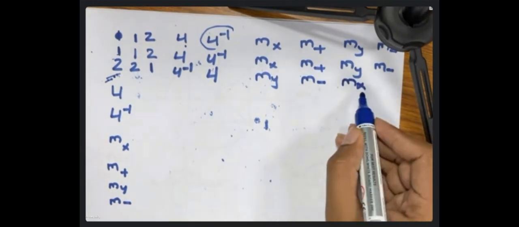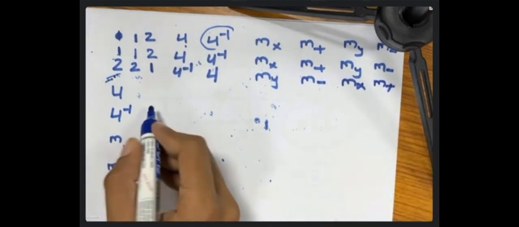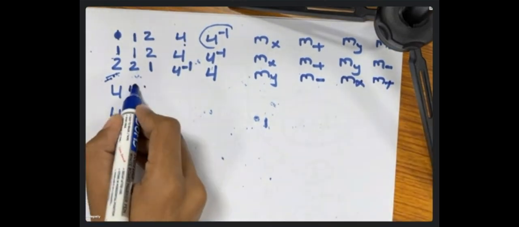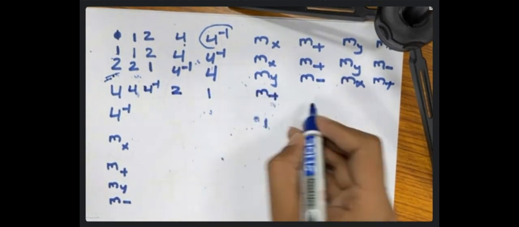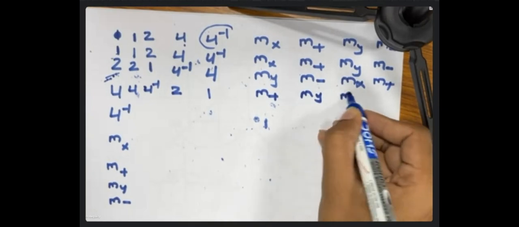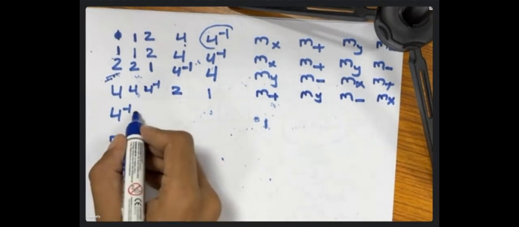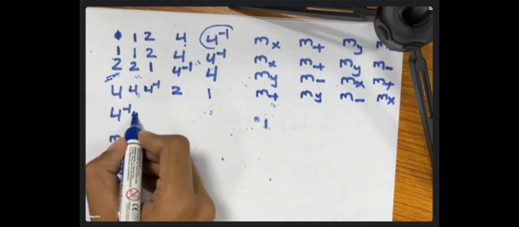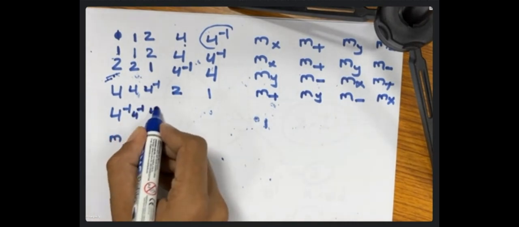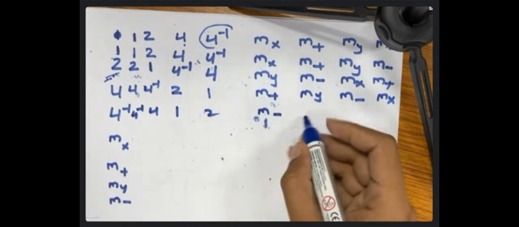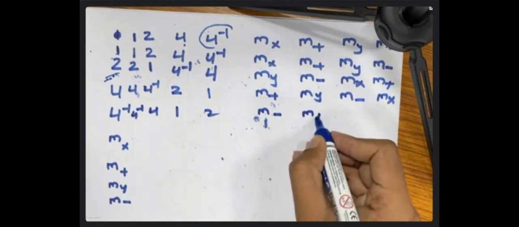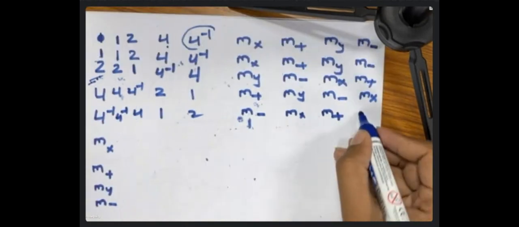So it will be the mx, it will be the m plus, it will be the 4, 4 inverse, 2, 1, m plus, my, m minus, mx, and it will be the 4 inverse followed by the 1 will be 4 inverse itself, and this will be the 4, and this is 1, 2, m minus, mx, plus my.